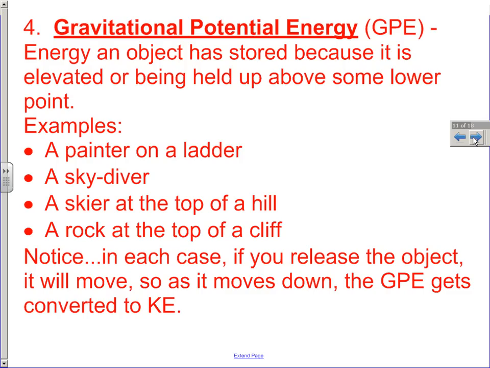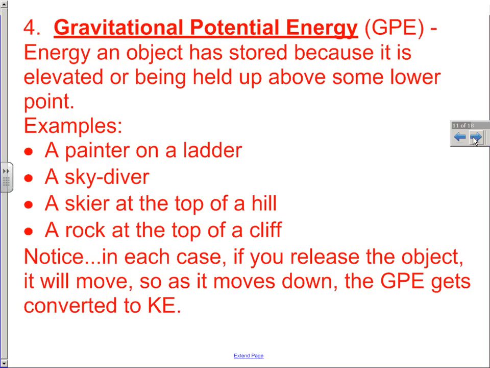Finally, this is the most important type of potential energy. This is the one that's going to occur in most of the problems that we solve. It's called gravitational potential energy. This is energy that an object has stored because it's elevated or being held up above some lower point. A painter on a ladder has gravitational potential energy because if he takes a bad step, that gravitational potential energy becomes kinetic energy as the Earth's gravity pulls him down, right?